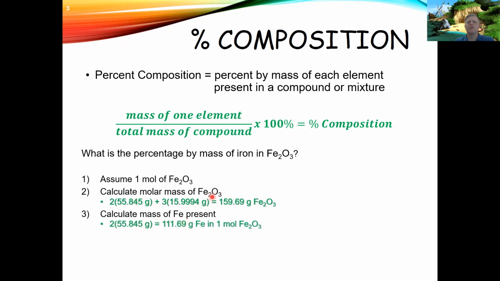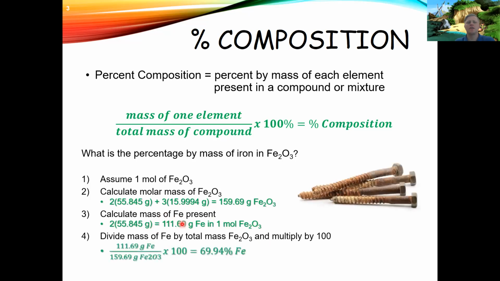But then we're also going to individually calculate the mass of iron present. So here, right, we have 2 irons. So we'll take 2 times the mass of iron, which is 111.69 grams. So there's that much iron in 1 mole of Fe2O3. You'll notice that this calculation, 2 times 55, is just a part of this total calculation. And that's exactly what it's supposed to be. So we're just calculating the percent of a part of this thing. So then we'll take this mass, 111.69, divide it by the total mass of 159.69, and then of course times that by 100 to figure out that this is 69.9% iron.